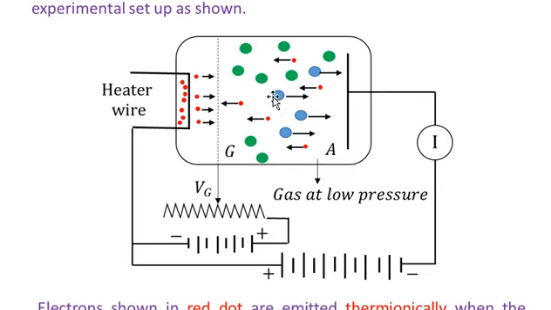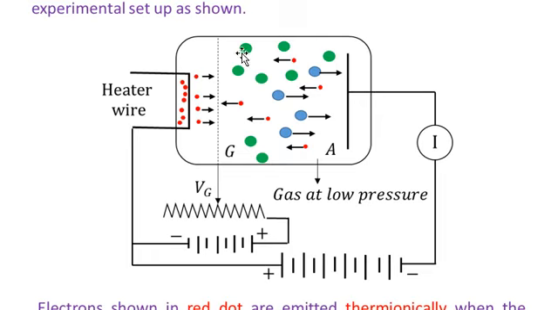What will happen? You see that in the gas chamber, I have shown green spots, blue spots, and red spots. The red spots indicate electrons. Green spots represent the mercury vapors. So these are the mercury vapors, or you can also say that these are neutral mercury atoms.